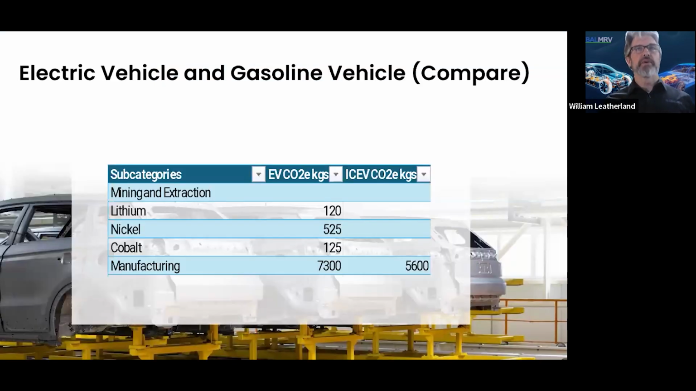So, once we go through each one of these, at this point, mining and extraction and manufacturing, you see each one of those are lined up. We don't have the totals. We'll total those at the end. But you can see that the EV is still a little bit higher at this point.